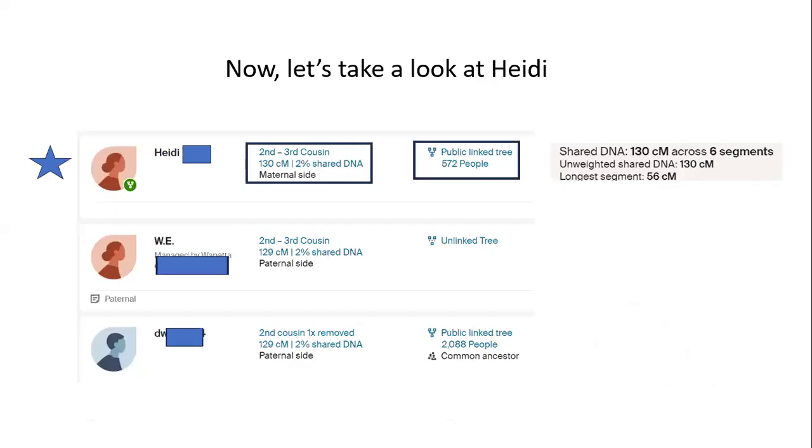So let's take a look at Heidi. I picked her partly because it's an estimated second to third cousin. So we can start there. She has a public tree, which is helpful, 572 people as opposed to the 1 or 2 privates that you often see. We share 130 centimorgans across 6 segments. It's unweighted, so it doesn't look like endogamy is going to be a big part of that. And the longest segment is 56 centimorgans.